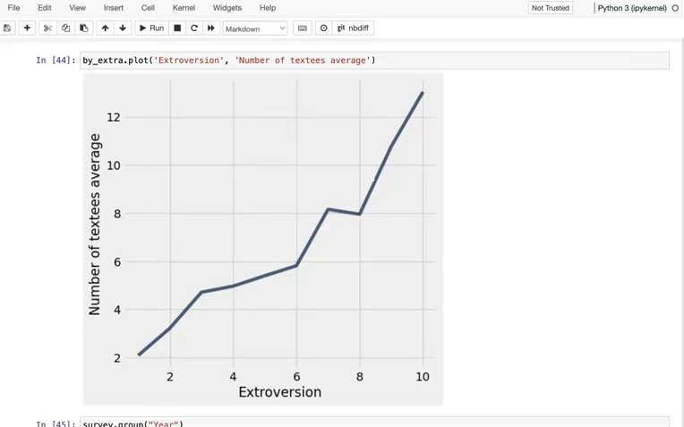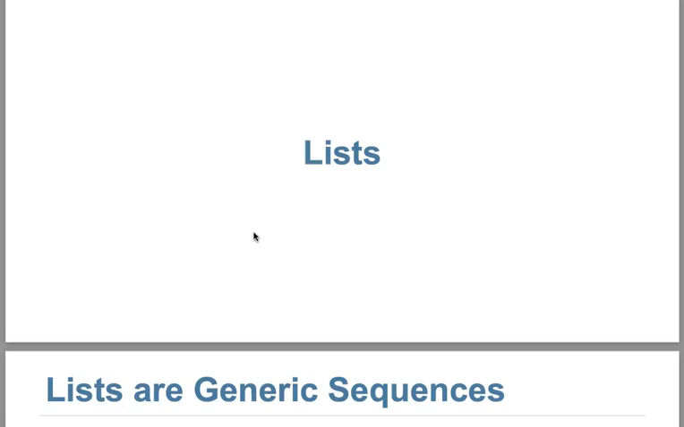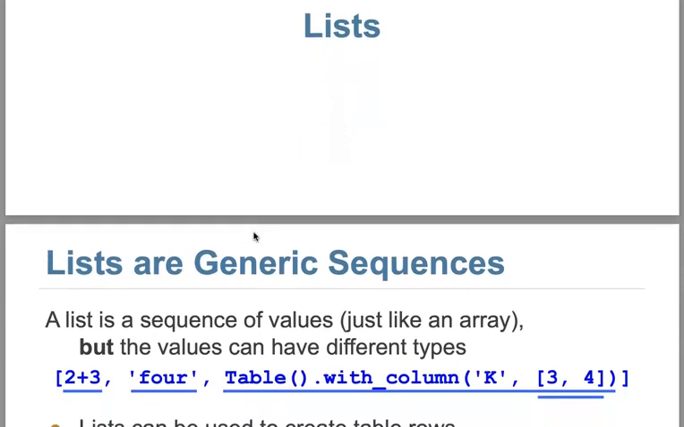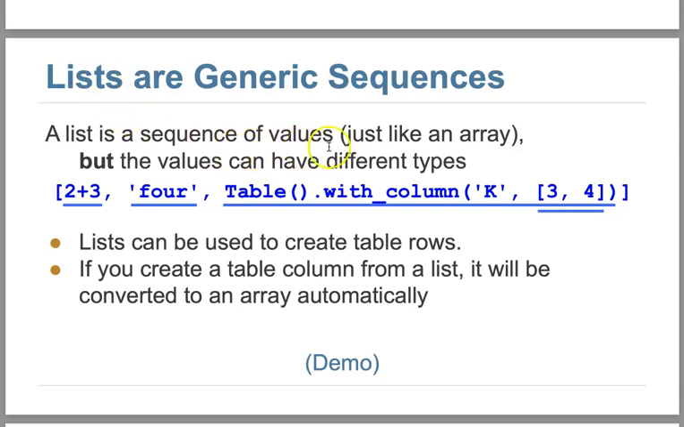So back to our lecture file. Earlier we talked about lists, so let's quickly introduce lists. What are lists? A list is still a sequence of values. It's similar to an array, but the values can be different types.